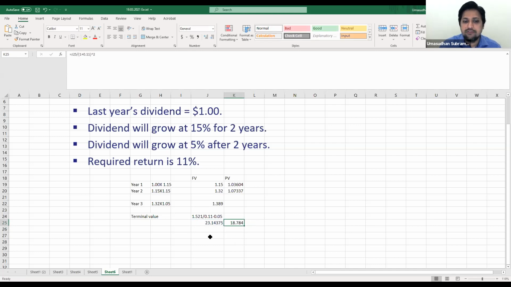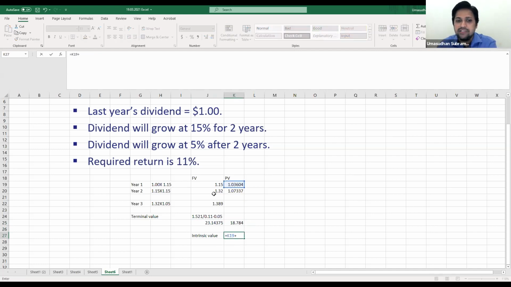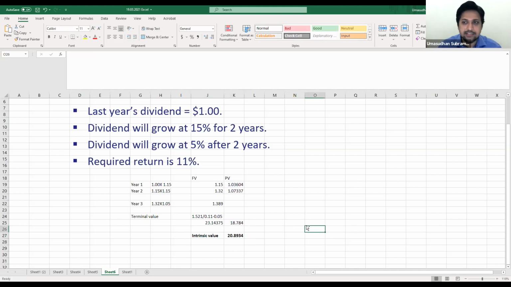So you have 18.784. And then the intrinsic value of the company, pay attention now: the intrinsic value of the company is the present value of the year 1 dividend, the present value of the year 2 dividend, and the present value of the dividends from year 3 until infinity, discounted to year 0. And 20.8934 is the intrinsic value of the stock. Is this clear? Do you have any question here? Does it make sense what exactly we did? If you understand this, you understand the complete logic behind the multi-period dividend discount model. That's going to make things a lot easier for us in so many places.